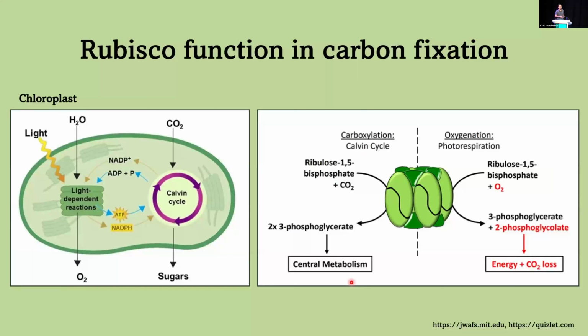However, it also has a competing catalytic reaction, which is called oxygenation. And this is where the ribulose bisphosphate interacts with O2, with oxygen, and then you have actually energy loss and loss of mass. So cells would like to avoid this, obviously. Rubisco is also very slow in its catalytic rate, and therefore you need masses and masses of it in order for cells to grow.